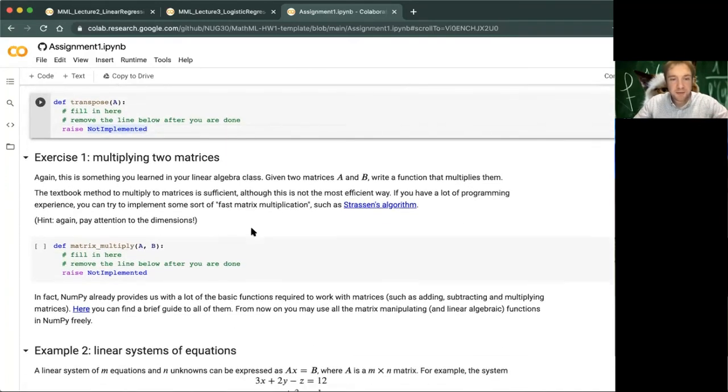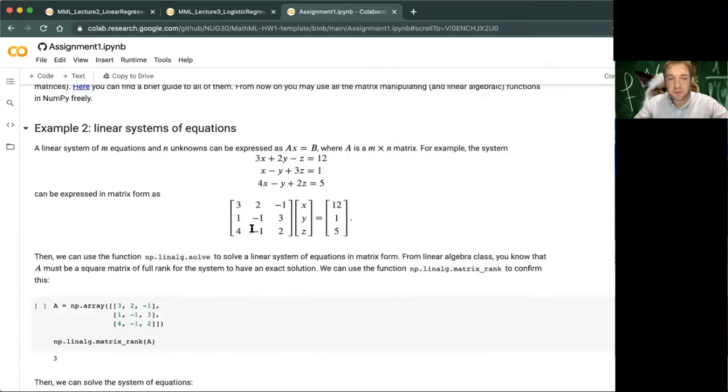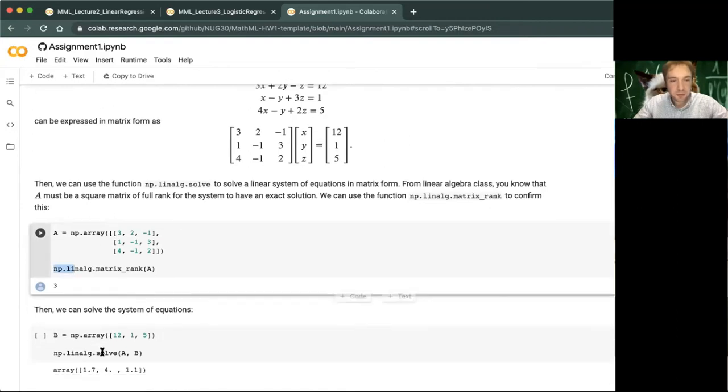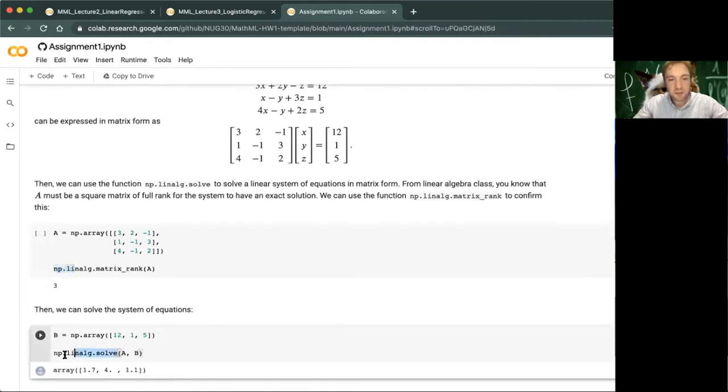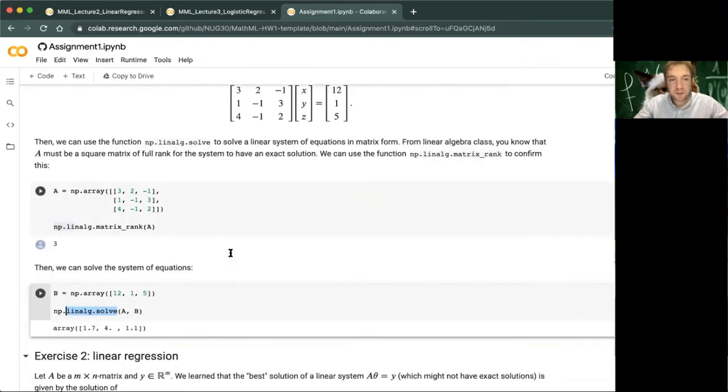And then here's also one example how to solve a linear equation. For this, you can use this implemented function of NumPy, this linear algebra solve, to solve a linear equation. So maybe I just skip over this. If you have questions on this now, you can ask.